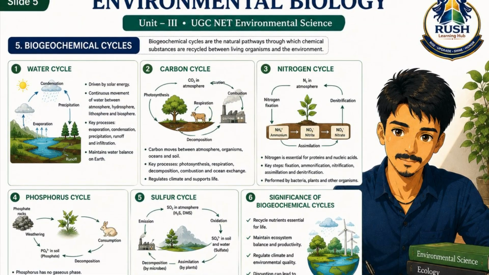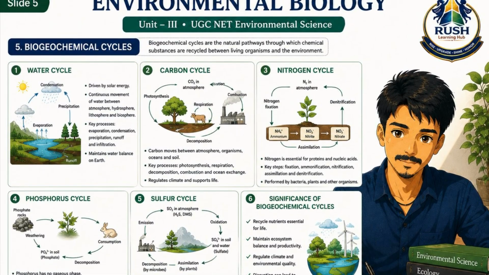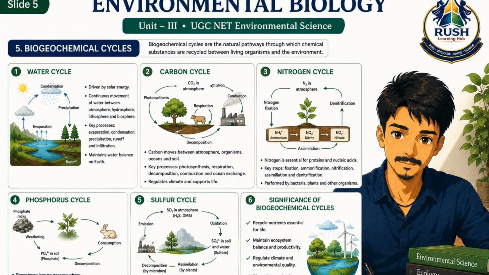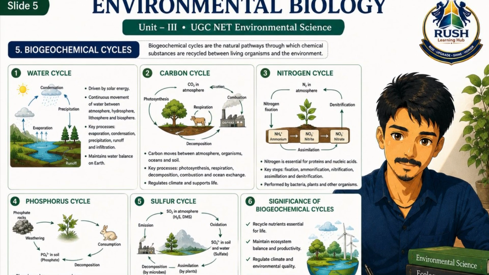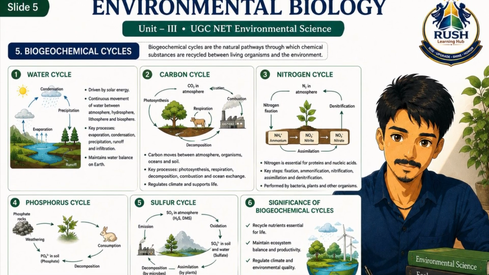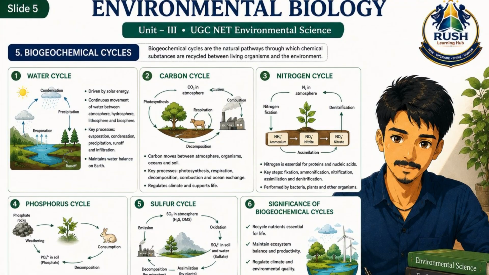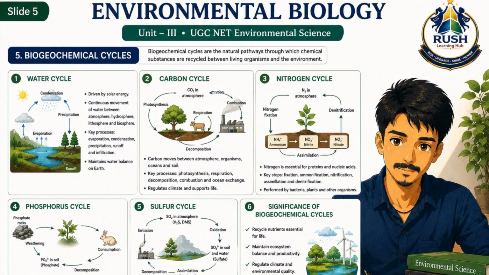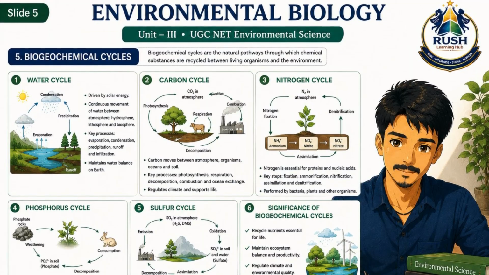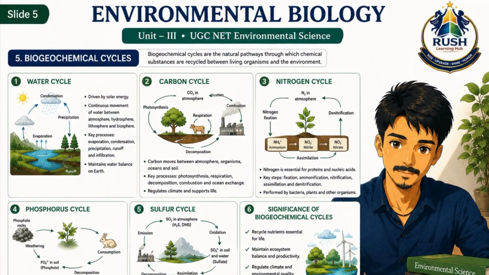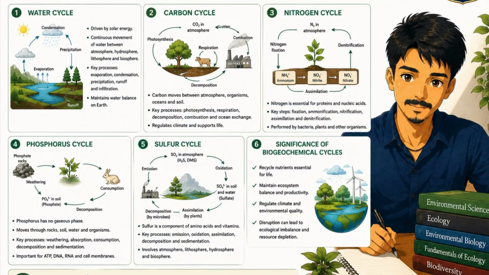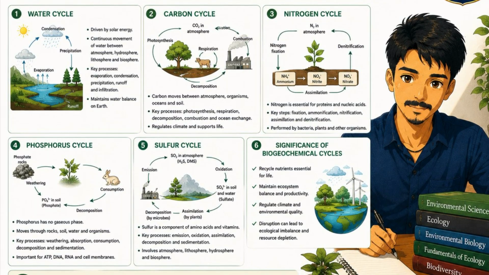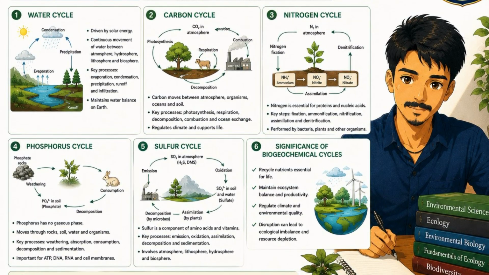Next is the carbon cycle. Carbon is the fundamental constituent of carbohydrates, proteins, lipids, and nucleic acids. Carbon dioxide present in the atmosphere is absorbed by plants during photosynthesis and converted into organic matter. Now, this carbon is transferred to herbivores and carnivores through food chains.